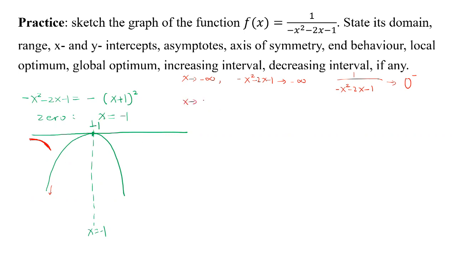And when x approaches -1 from the negative side, we know that the denominator approaches 0 from the negative side, right? For a number that approaches 0 from the negative side, we consider its reciprocal. The reciprocal should approach negative infinity, right?